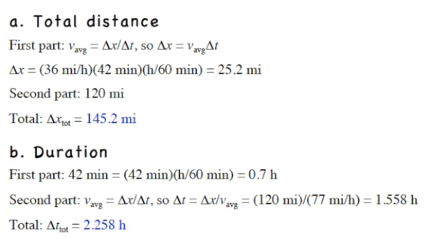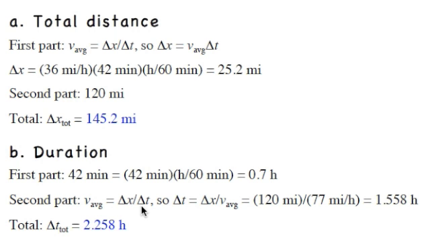Duration is done much the same way. Here, for the first part of the trip, we're given a duration of 42 minutes. We'll convert that to hours to get 0.7 hours. For the second part of the trip, the duration is not given to us. We have to solve for it. Again, using the average velocity equation, delta x over delta t, we want to solve for our desired unknown, which this time is the duration, delta t.